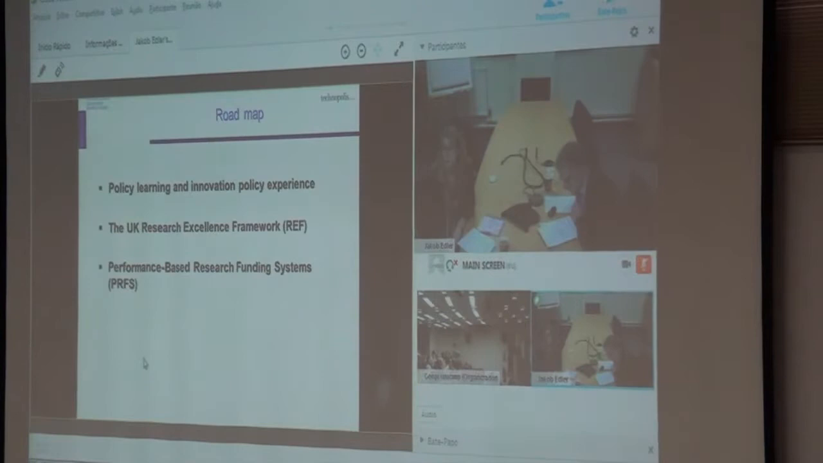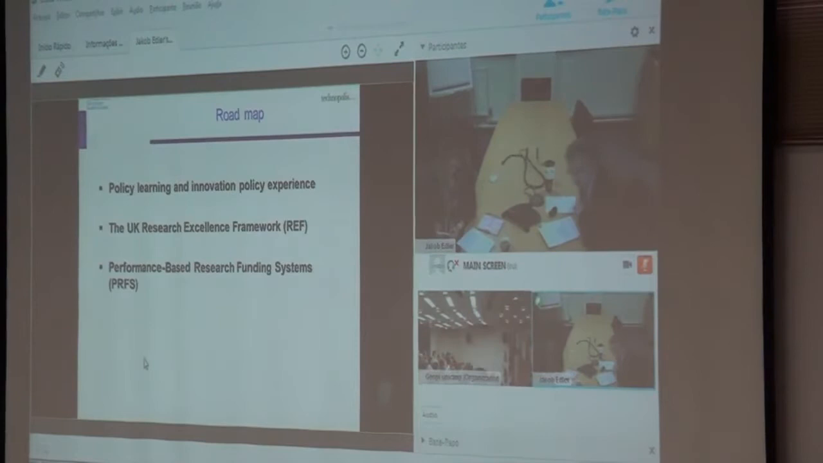And the second one is two-part, but it's about the same thing. It's about performance-based research funding systems. We're starting with a concrete example of the UK, and then zooming out and looking also at other country examples and having some more general considerations as regards PRFF. So we have in a way two parts. I'm doing the first part on policy learning and innovation policy.